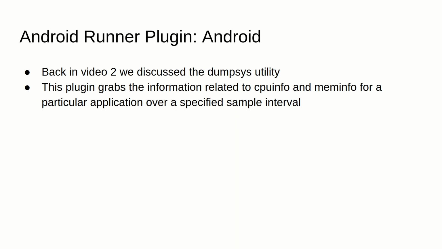So the first plugin I want to talk about is the Android plugin. This plugin uses the Android built-in tool called Dumpsys, which we talked about in the second video, and it uses this tool to grab CPU and memory information of an application over a specified sample interval.